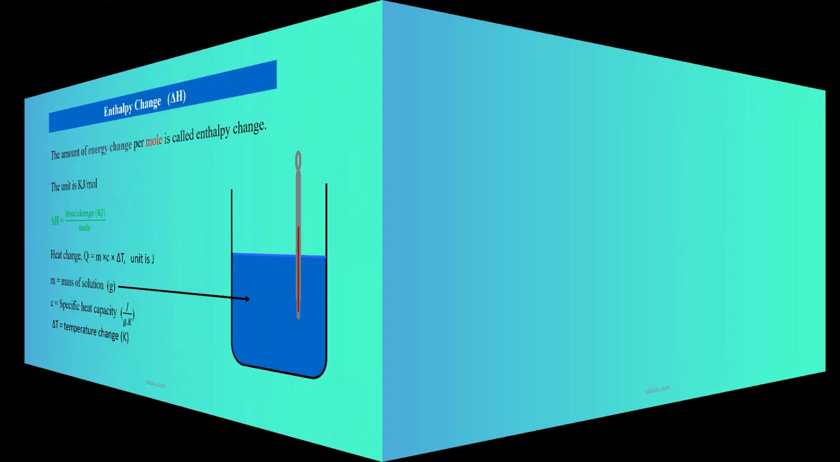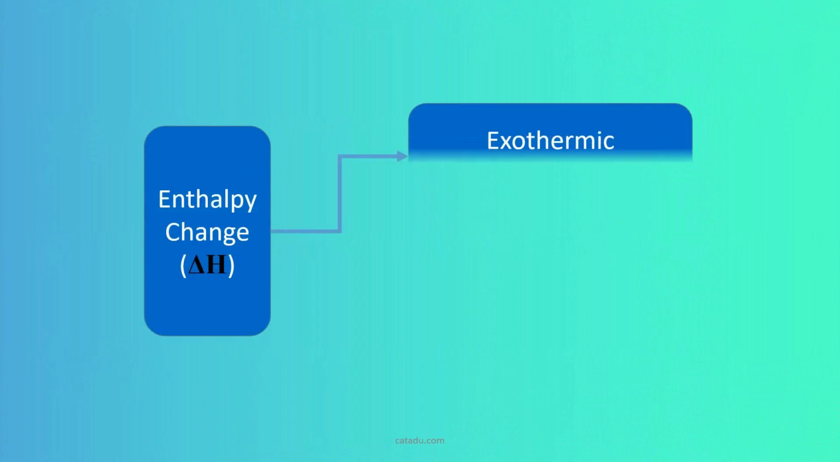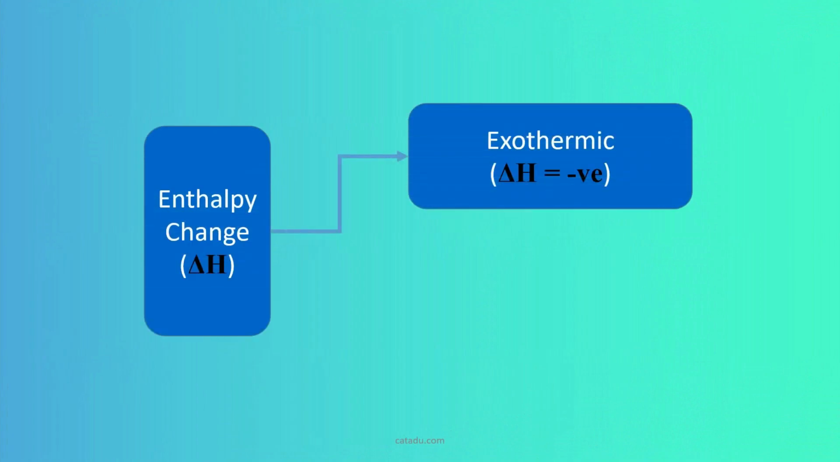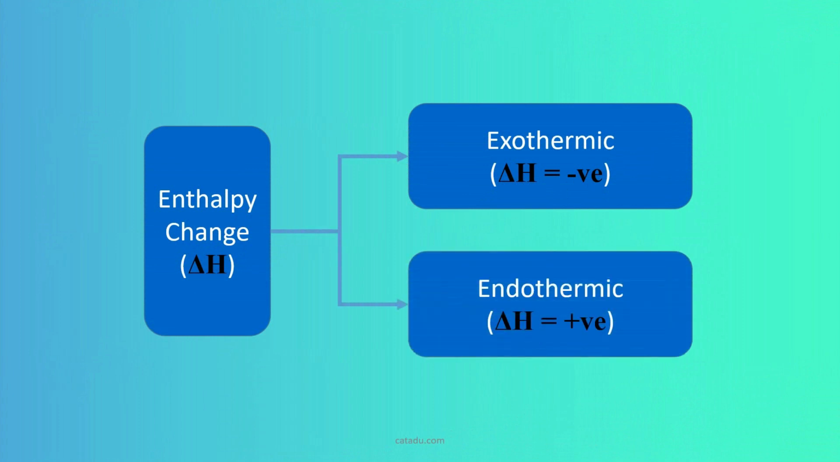The types of enthalpy change. Exothermic: here delta H is negative, heat is released. Endothermic: delta H is positive, heat is gained.